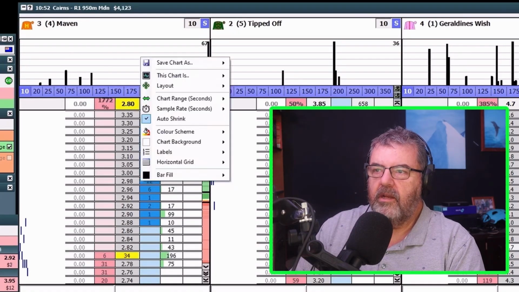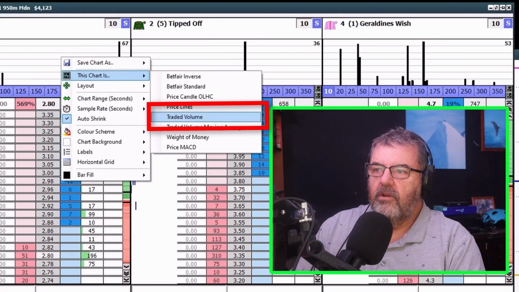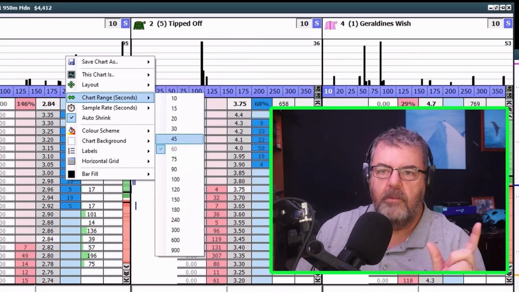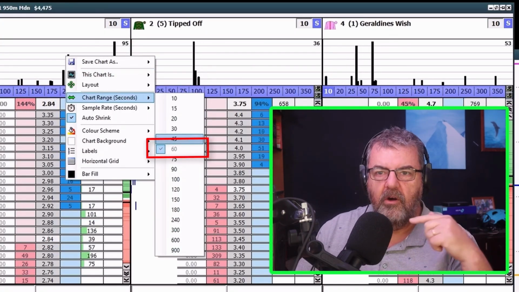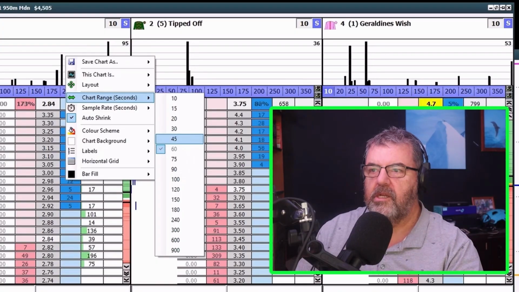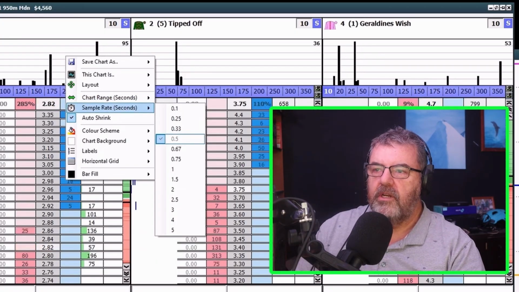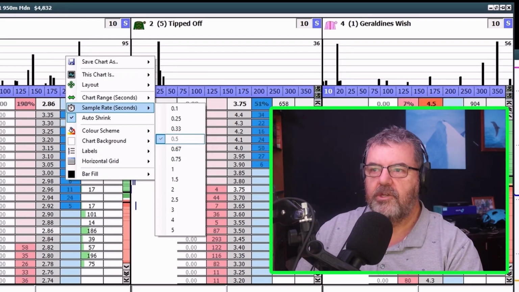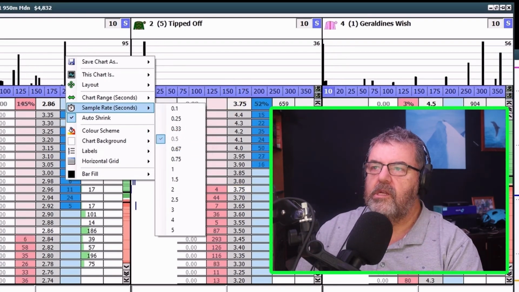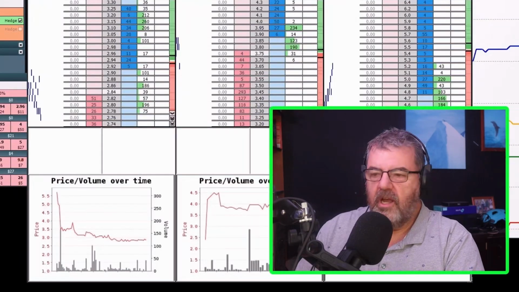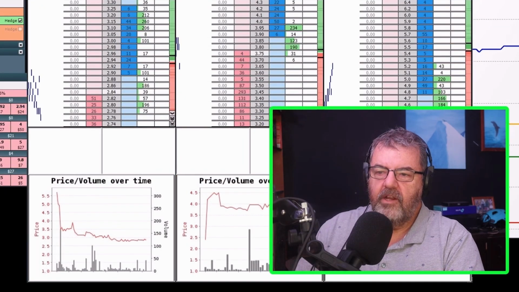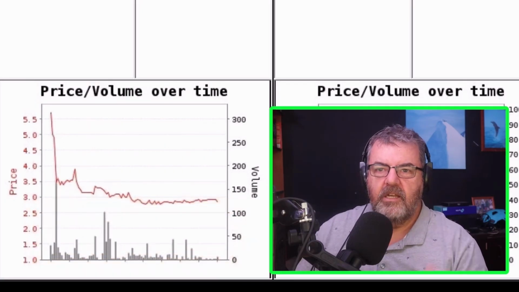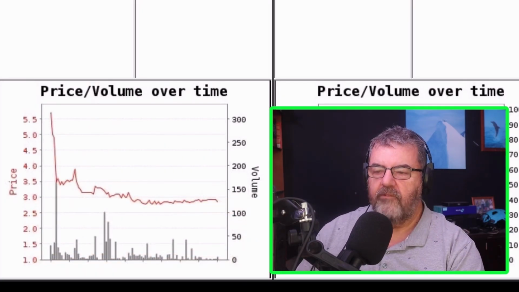If I right click on that, this chart is traded volume, and with traded volume I can set it up to say, well, it's showing me 60 seconds of traded volume over the last 60 seconds, and it's refreshing. The sample rate is 0.5, so every half a second it's showing me the traded volume. And this is important because the chart down here, which is the Betfair chart, which shows me price over time as well as volume, doesn't update as often as this. I think this is every minute or so.